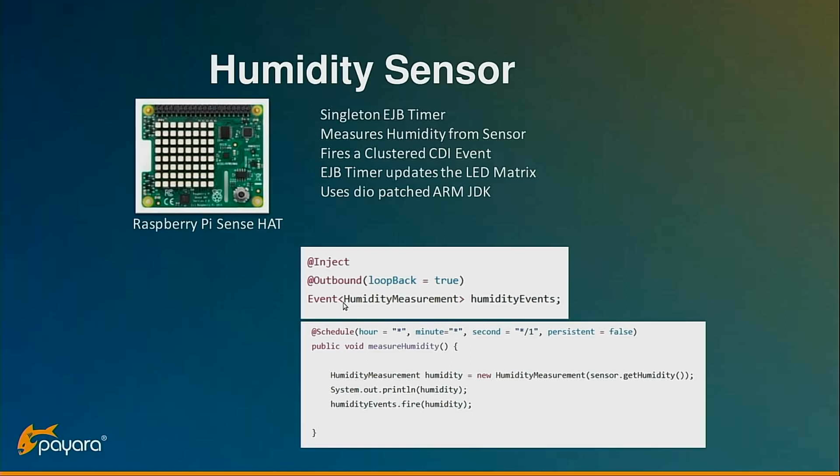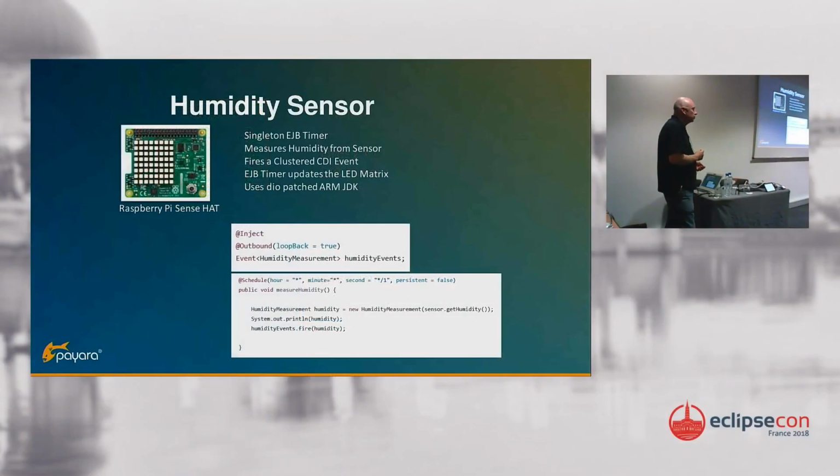It does that, and then from the network perspective, it's using a specific feature of Payara Micro, which is an extension to CDI. CDI is component dependency injection, but it supports events. And Payara Micro has an extension to that which supports events across the network. Okay, so this outbound annotation tells the Payara runtime that this event that I'm about to fire needs to be spread around the network.